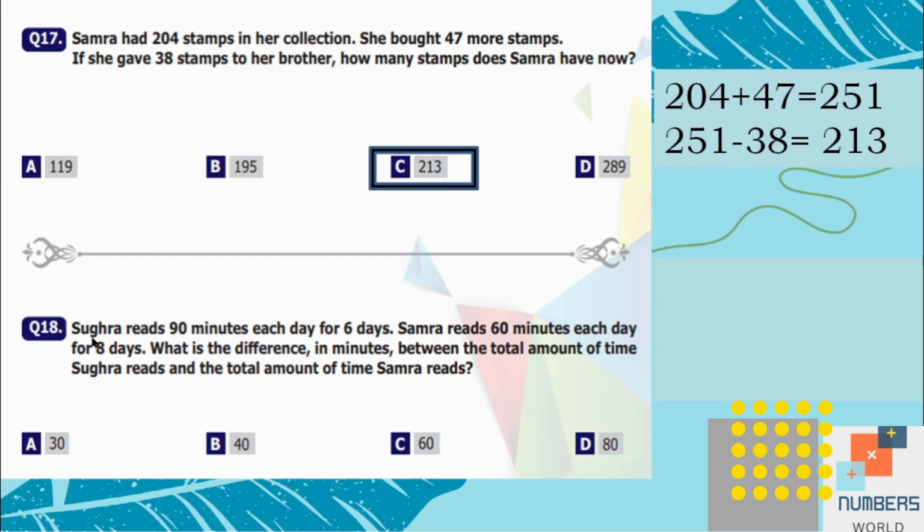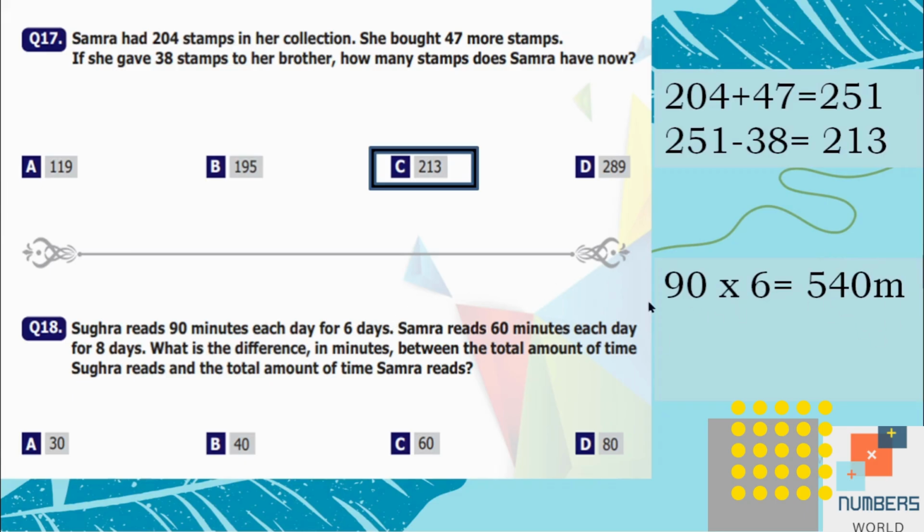Question number 18. Subra reads 90 minutes each day for 6 days. Samra reads 60 minutes each day for 8 days. What is the difference in minutes between the total amount of time Subra reads and the total amount of time Samra reads? So here we are going to multiply the minutes by the number of days for Subra. So here the answer is 540.